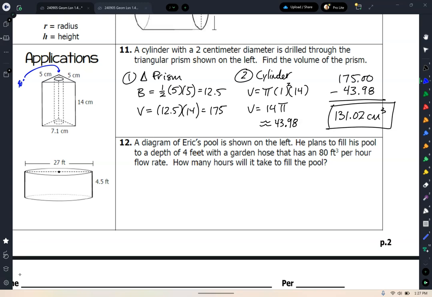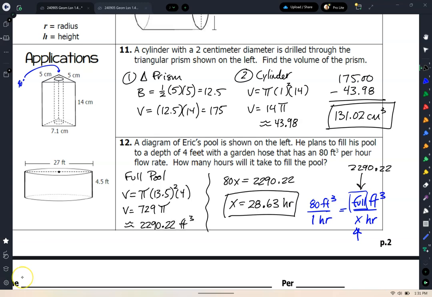All right, I'm going to give you a hint. So here's my hint for you. If it's being filled at 80 cubic feet for every 1 hour, and we want to know how many hours it would take to fill the pool, then we just want to know what is the full cubic feet, whatever that number is. Then we could use our proportion to figure out our number of hours. Well, sure, because he's only filling it to 4 feet, not 4.5 feet.